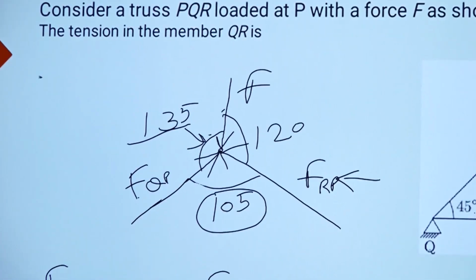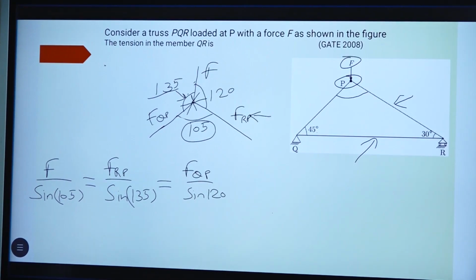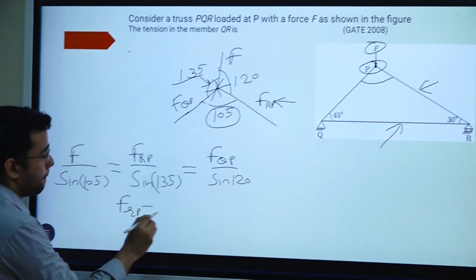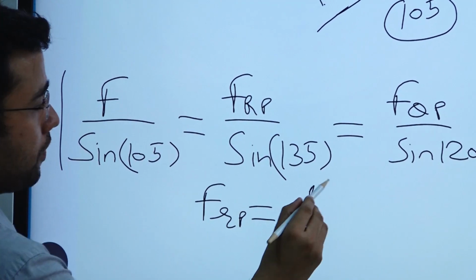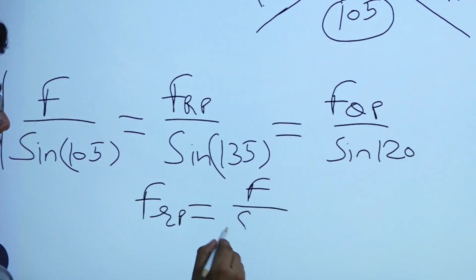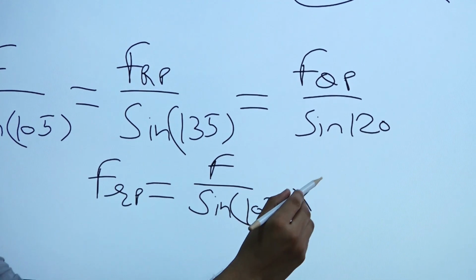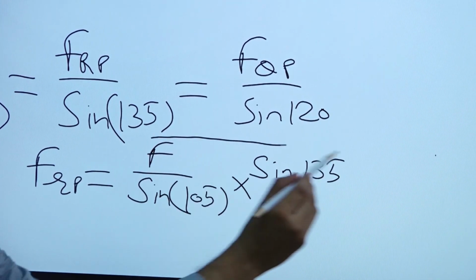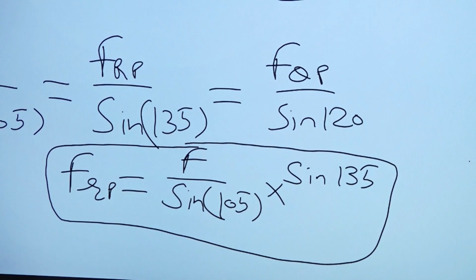So I have already solved this problem, so I will be simply writing it now. I will simply write what will be FRP, because we know only F, right? So F divided by sine 105 into sine 135. Okay. So we found out FRP here, right?